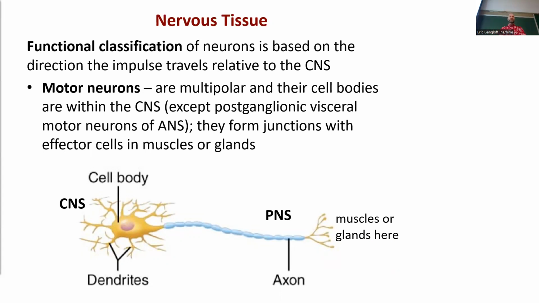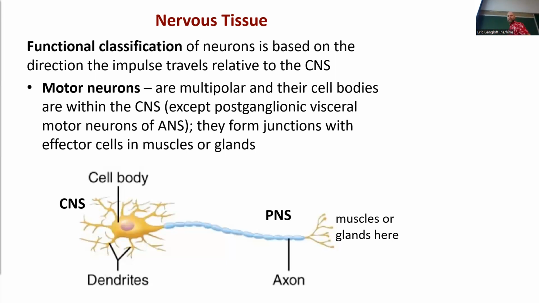These neurons are always, with few exceptions, multipolar, meaning that they look like the diagram you see here. Their cell body is within the central nervous system, with a couple of exceptions. And then the axons extend into the peripheral nervous system, and they interface with muscles and glands here. So the motor neurons have their cell body in the central nervous system.